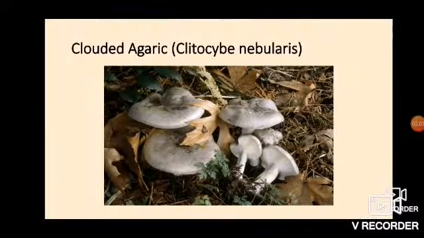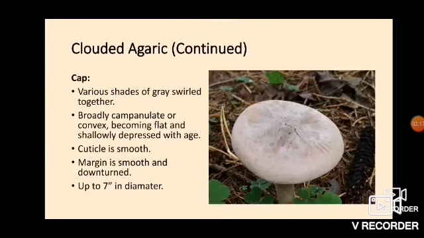The first mushroom we're going to look at is a very common mushroom in Saskatchewan. This is the clouded agaric, Clitocybe nebularis. You'll want to look for this one around mid-August through September and beginning of October. So the cap is various shades of gray swirled together. If you've ever looked at a cloudy sky that's all clouds, it's not just universal flat white. It's more various swirled grays. And that's what you're going to see in this mushroom. It is quite a beautiful mushroom to look at.